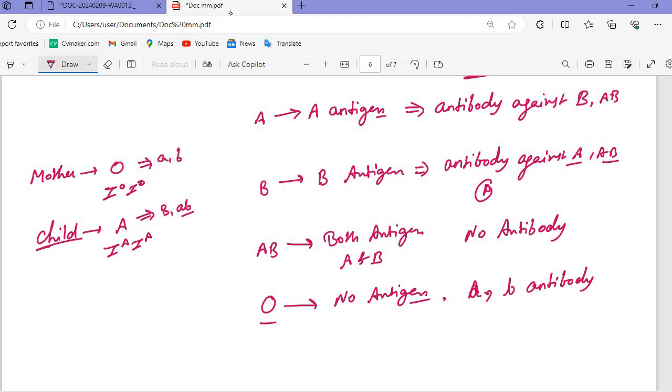So they have antibodies against both A and B. That's why it will create a problem, and they will have the ABO incompatibility. I hope you understand this.